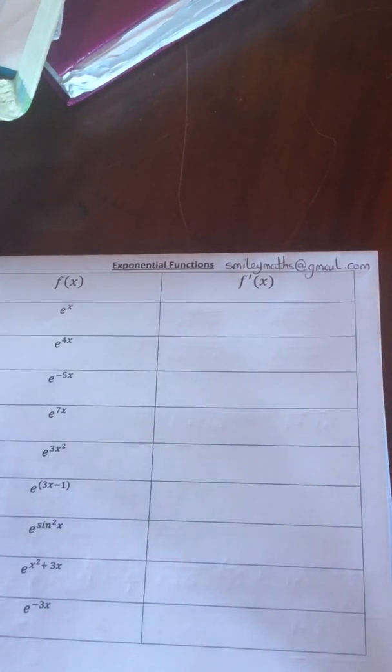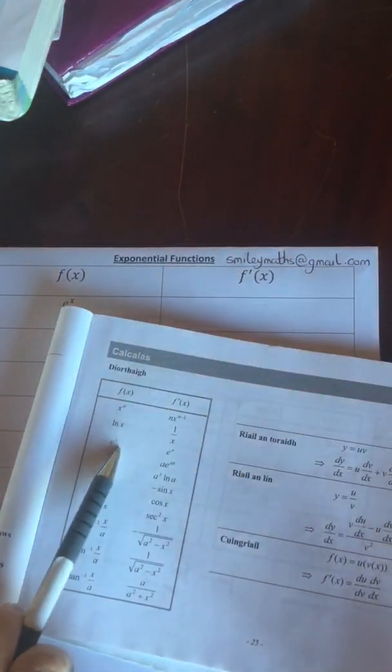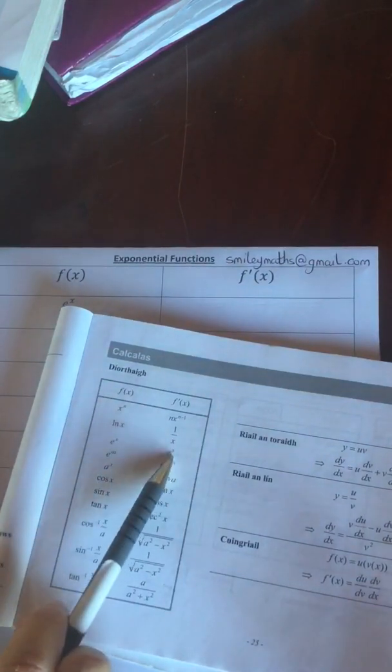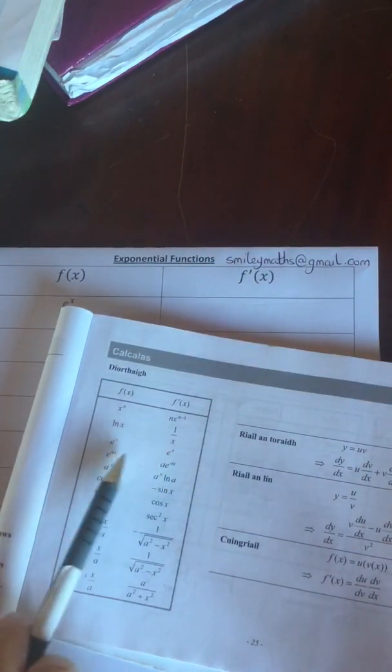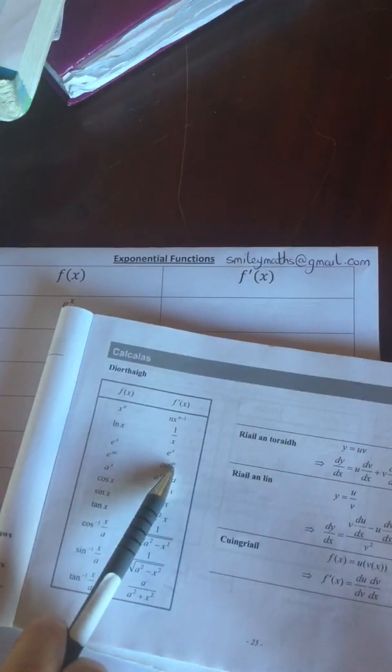The next function on our course that we can be asked to differentiate is the exponential function. And on page 25 of our log tables, we're shown how to differentiate e to the power of x, which is our exponential function. It differentiates to e to the power of x, and e to the power of ax, where a is a number, will go to ae to the power of ax.